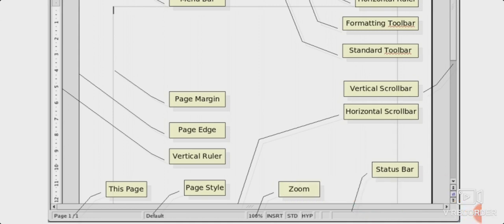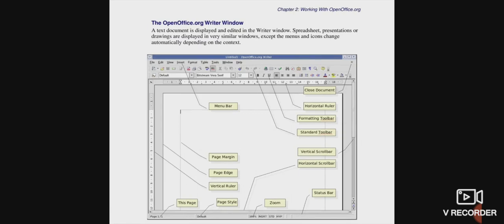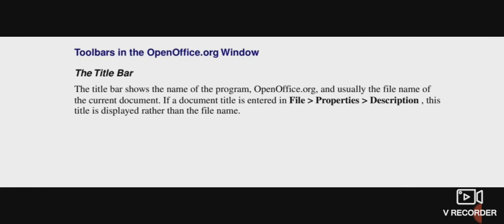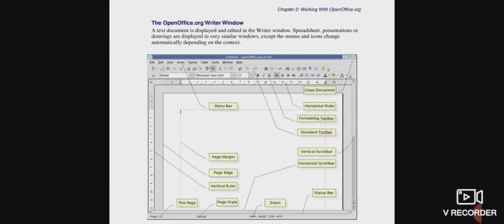In the status bar you can find out the page style, that is default, and the page number on which page you are working, and how many pages are there. So it is 1 by 1. It means only 1 out of 1 page is open, and zoom is 100%. So this is all about the screen of the openoffice.org Writer window. Now let's study, as I told you, the title bar, which is on the top.